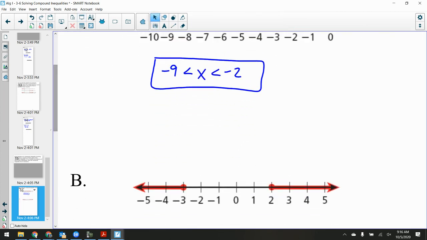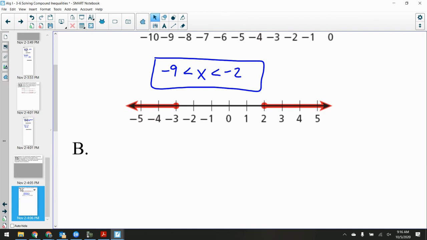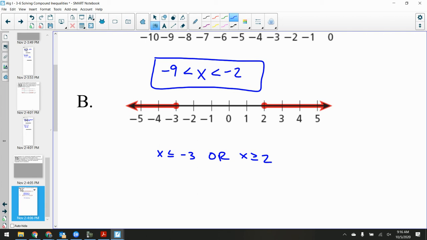I'll pull up the other one here. Is this an and or an or? This is an or. So I'm going to write the word or in it, and then I'm going to treat it as 2 separate pieces. This is less than or equal to -3. This is greater than or equal to 2.